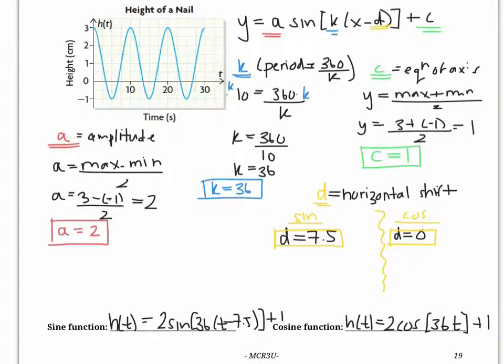And then if we do the same thing for our cosine function, this is what it will look like. So our a value is the same, k value is the same, c value is the same. The only difference is our d value is 0 here. And we have a cos.